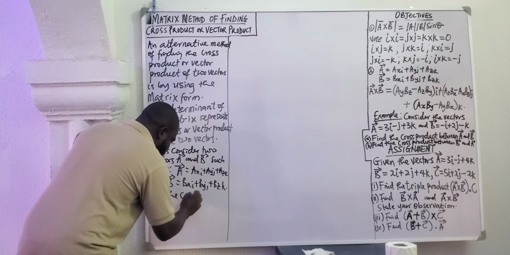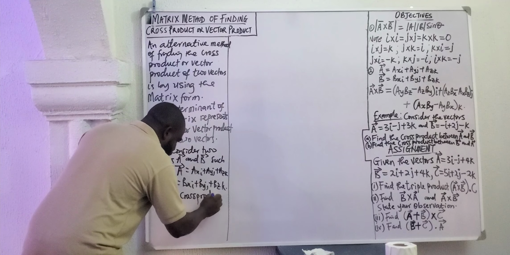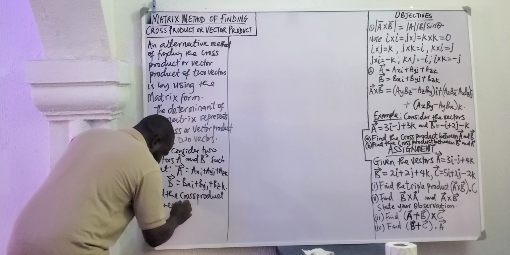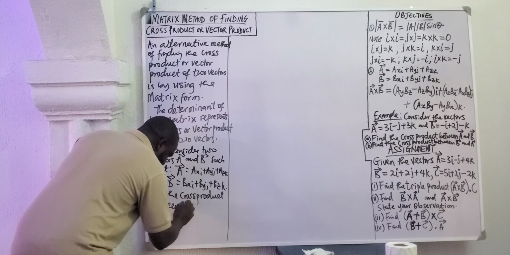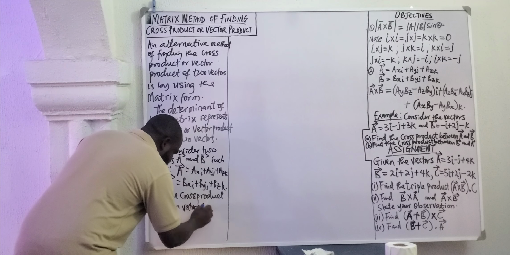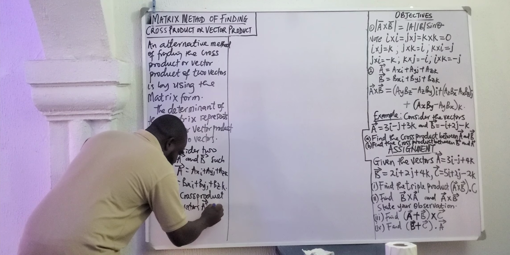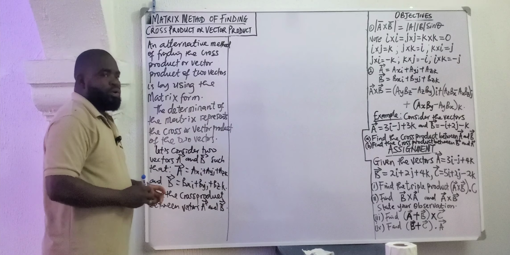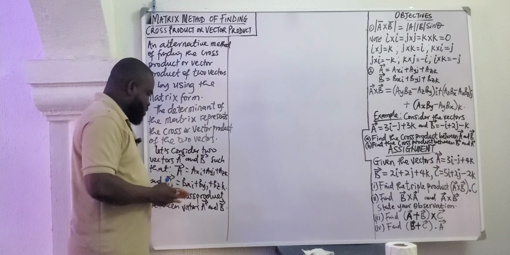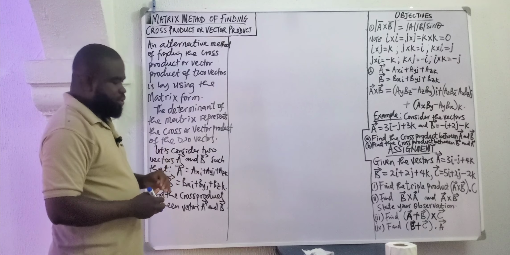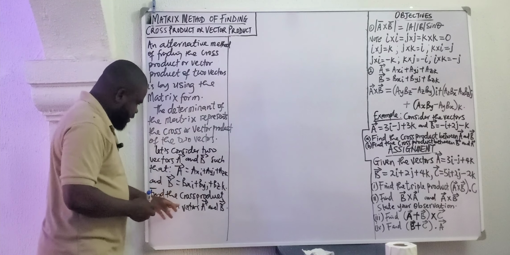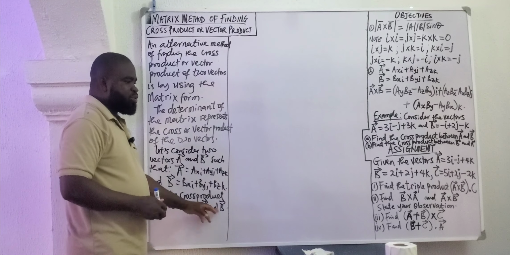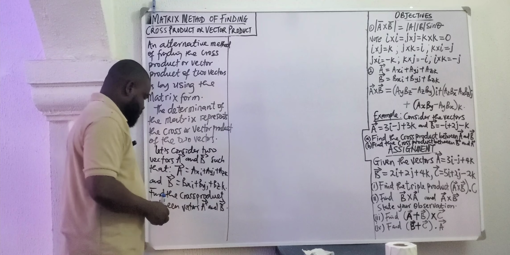For us to find the cross product between vectors A and B, you remember that order is very important in vector multiplication. So we find the cross product of vectors A and B, meaning A comes first before what? B, or A cross B.